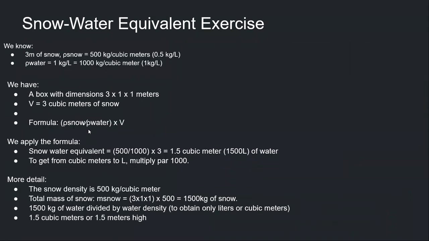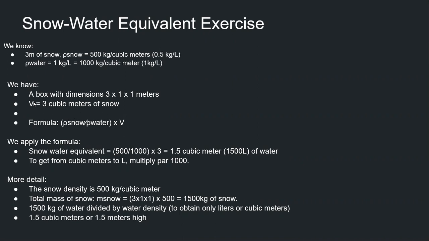In this case, we'll say that we have a volume of 3 cubic meters. So you draw on your snowpack a cube that's 1 meter by 1 meter on the surface, and you know that you have 3 meters of snow. If you multiply all that together, you have 3 meters of snow thickness multiplied by 1 meter multiplied by 1 meter, and that's equal to 3 cubic meters of snow.